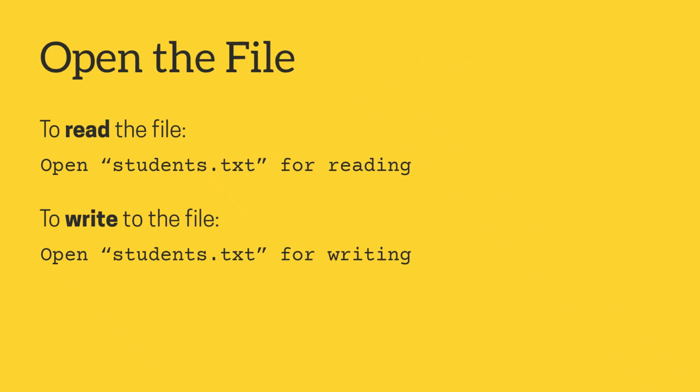Now, before we can read or write data, we need to open the file. Opening a file creates a connection between your program and the data stored on the disk. So in pseudocode, to read the file, we might write something like open students.txt for reading. Now, if we were writing to a file, instead we would say something like open students.txt for writing. Now, this tells the program what file we're working on and how we plan to use it.